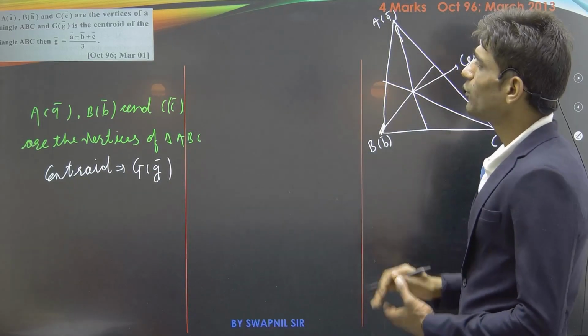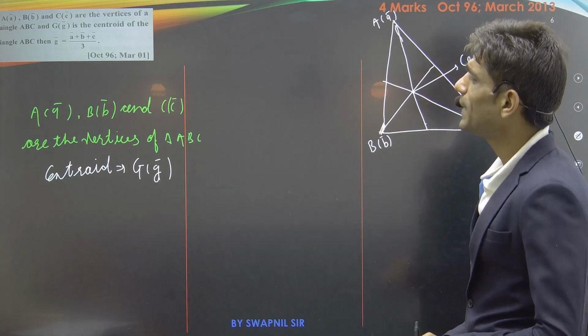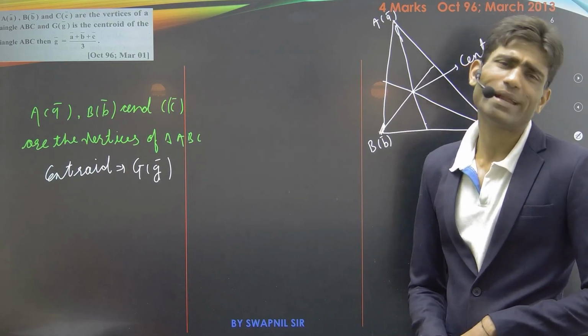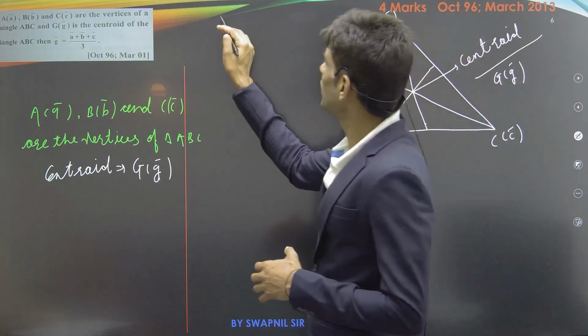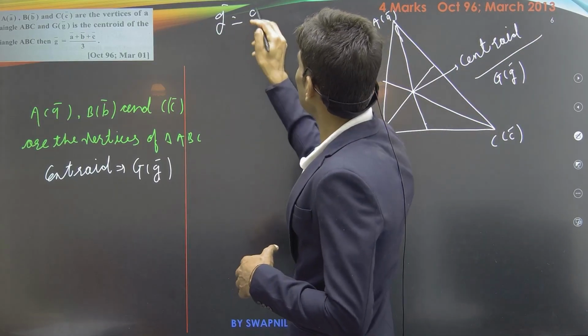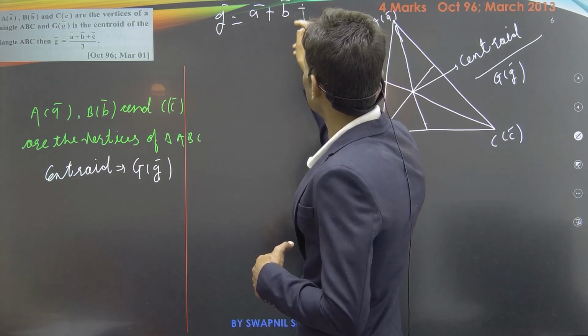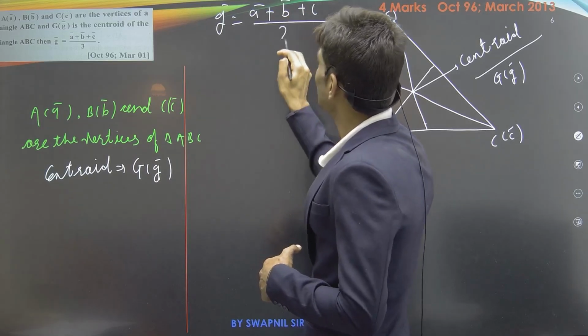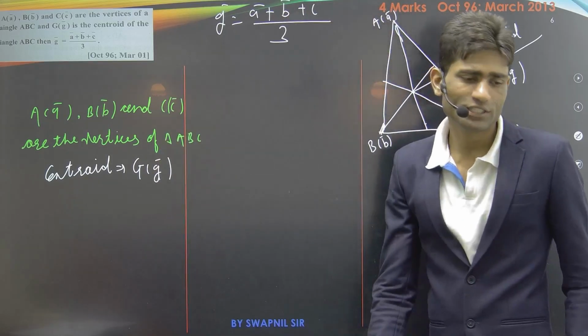Okay, and we have to prove that centroid G of G bar is having a position vector G bar as position vector A bar plus position vector B bar plus position vector C bar divided by 3. Okay, this condition we have to prove here.